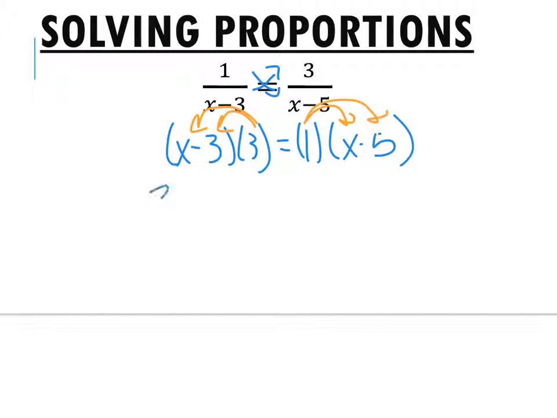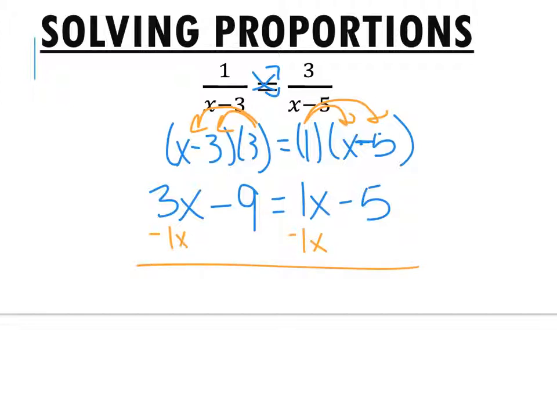X times 3 is 3x. Negative 3 times 3, negative 9. 1 times x is 1x. 1 times, PS that's a negative, is negative 5. I have variables on both sides, so I want to get them on the same side. I want to move my smaller variable. 3 minus 1 means I have 2 x's now.